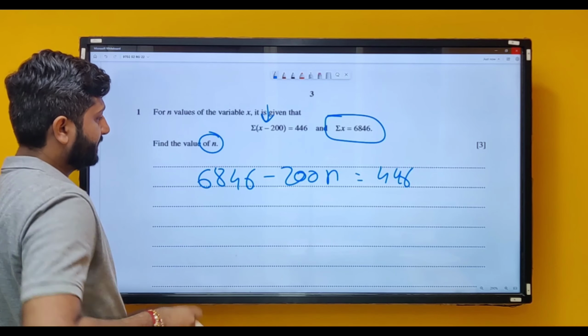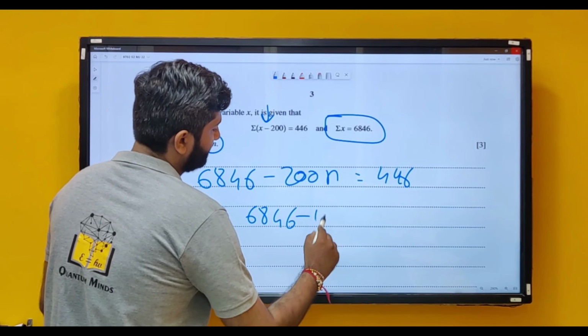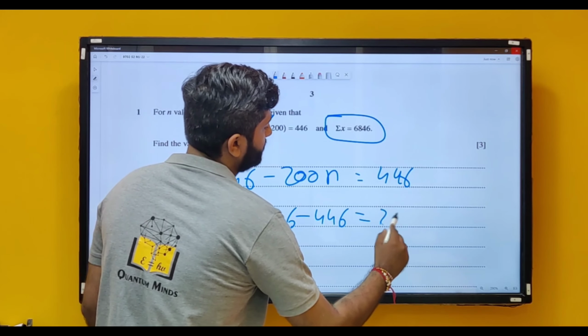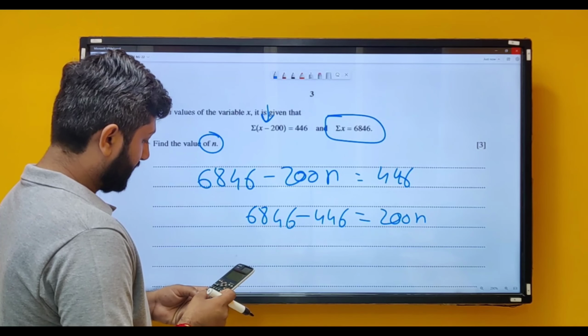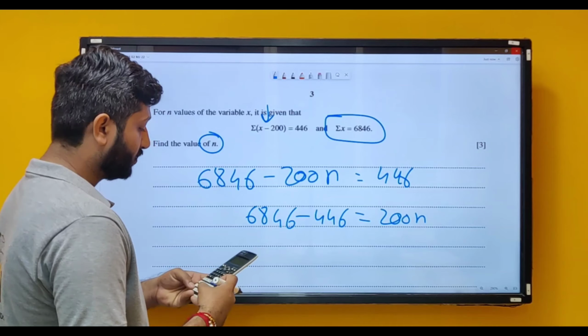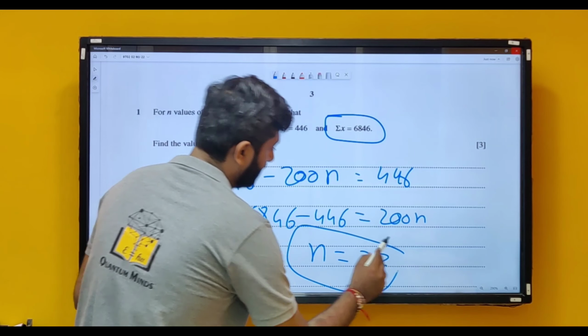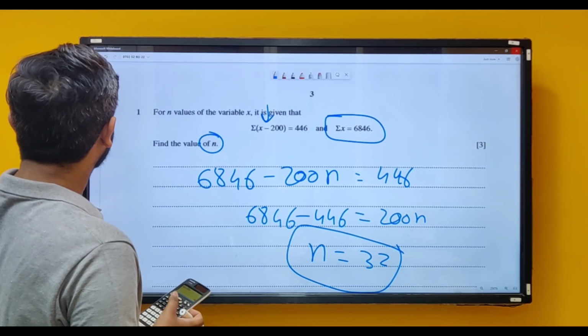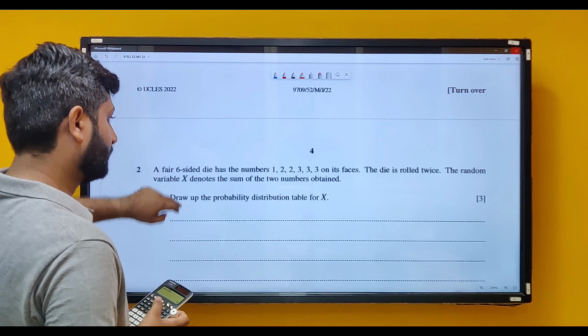So from here I can say 6846 minus 446 is equal to 200n. 6846 minus 446 is 6400, divided by 200. So my value of n is 32. Value of n is 32. Let's get to the second question.